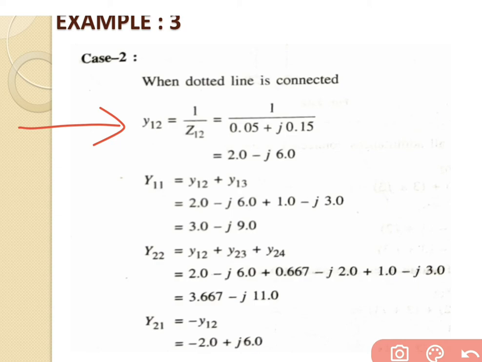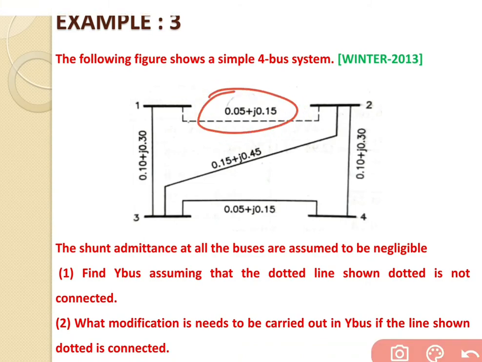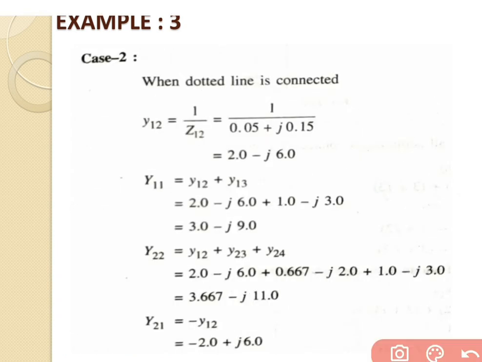So that's why Y12 is equal to 1 upon Z12, and the value of impedance that is given for bus number 1 to 2 is j0.05 plus j0.15. If we resolve the equation, we will get the answer 2.0 minus j6.0. Then the second parameter, Y11.